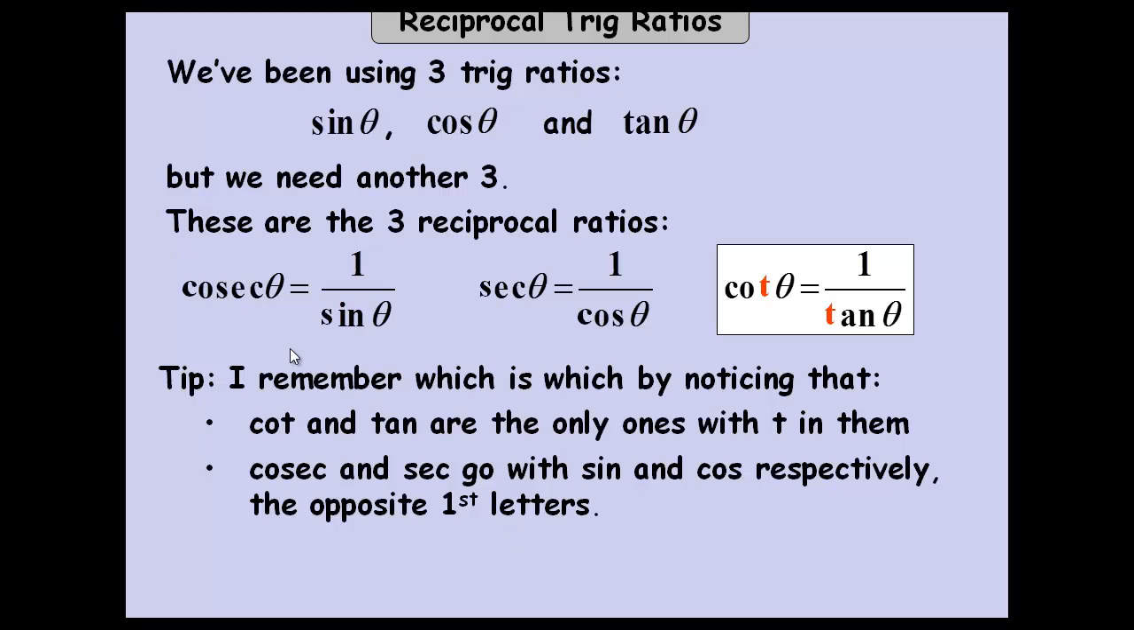The way I prefer though is to use the third letter. So cosec or cosecant in full is 1 over sine, the third letter is S. Sec or secant is 1 over cos, the third letter is C. And cotangent or cot is 1 over tan, the third letter is T.